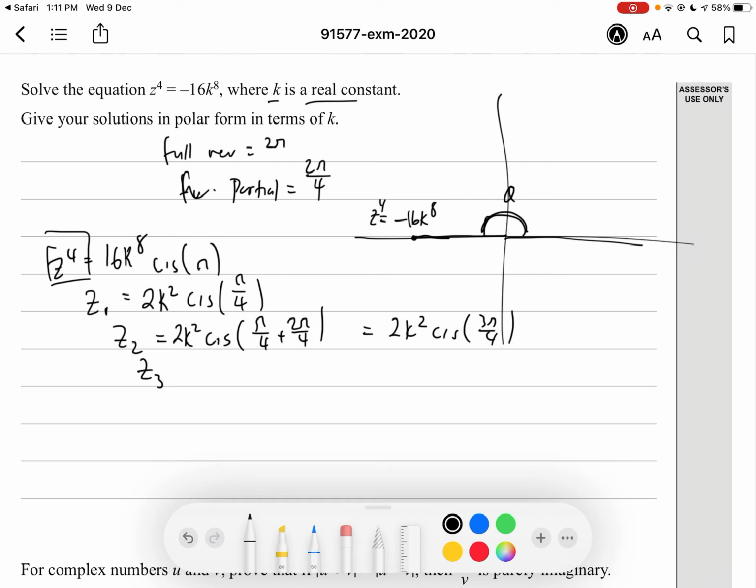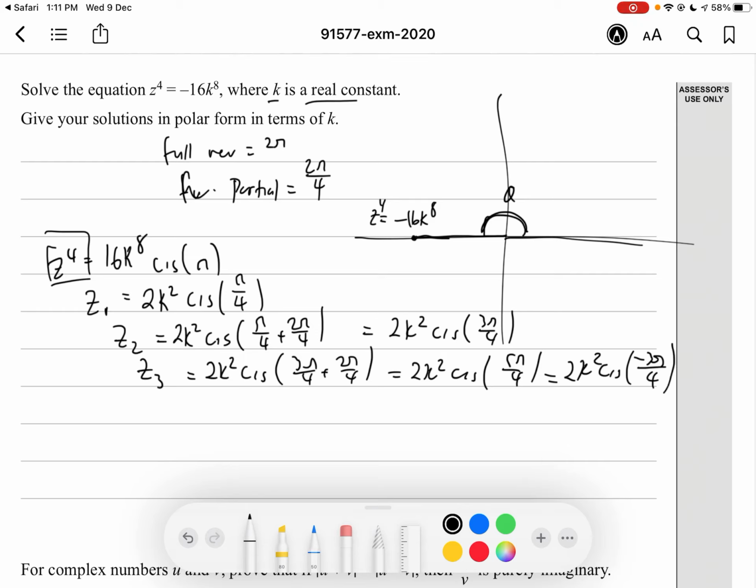Z cubed, the third possible solution, has the same modulus, 2k squared, cis of 3 pi over 4 plus 2 pi over 4. This equals 2k squared cis of 5 pi over 4. You can change it to a negative if you want, but you don't have to. If you change it, you will get negative 3 pi over 4. The fourth solution is 2k squared cis of negative 3 pi over 4 plus 2 pi over 4, which equals 2k squared cis of negative pi over 4. And that's our final answer for this question.